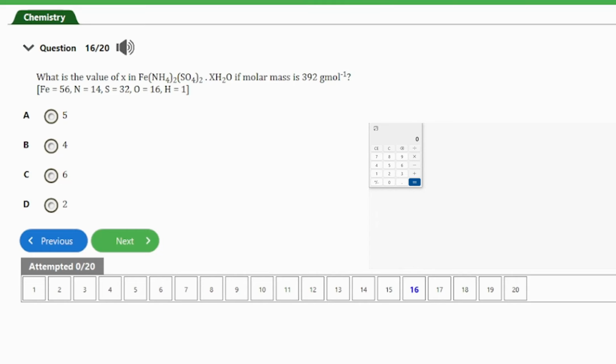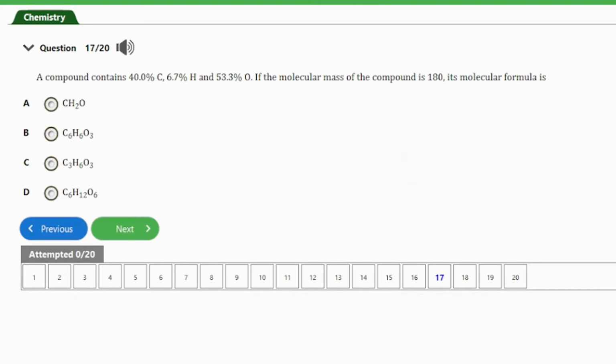So let's wipe this off and then let's consider the next question, guys. That's question number 17. It says a compound contains 40% carbon, 6.7% hydrogen and 53.3% oxygen. If the molecular mass of the compound is 180, the molecular formula is.